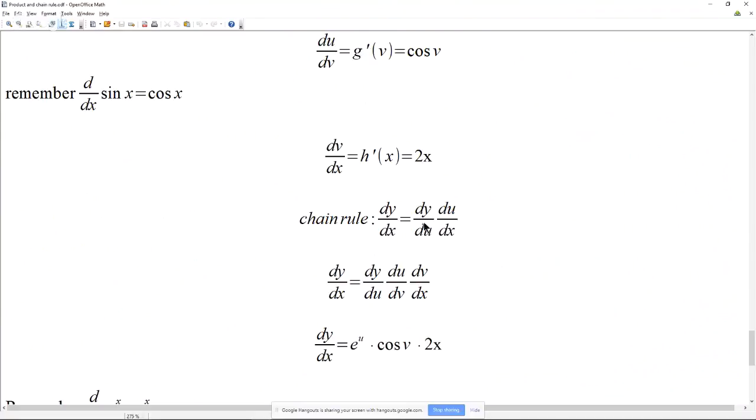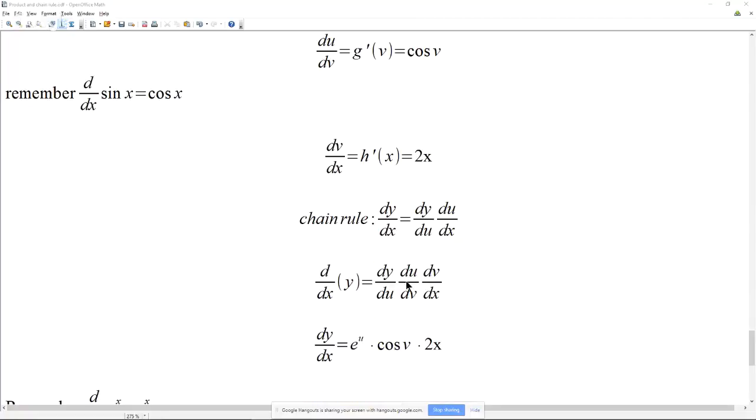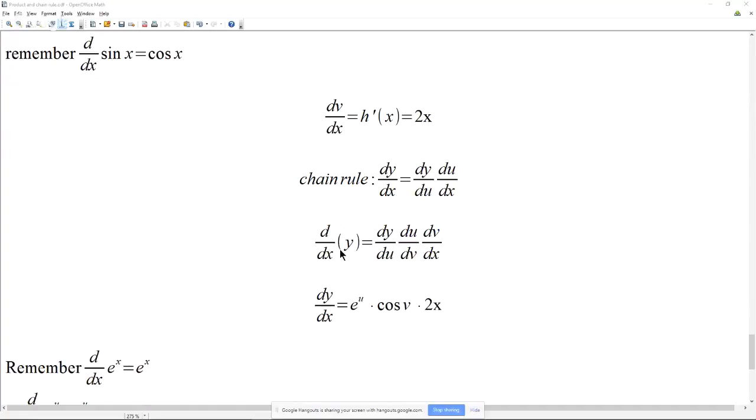So we're going to apply the chain rule now. This fancy-looking thing is just saying that we're taking dy dx, and you might see this written different ways. Let me show you how you might see it. You might see it written like this. You're taking d dx of y. But what happens is this goes up into the numerator. That's all you're really doing. Yes, it's basically d over dx times y.